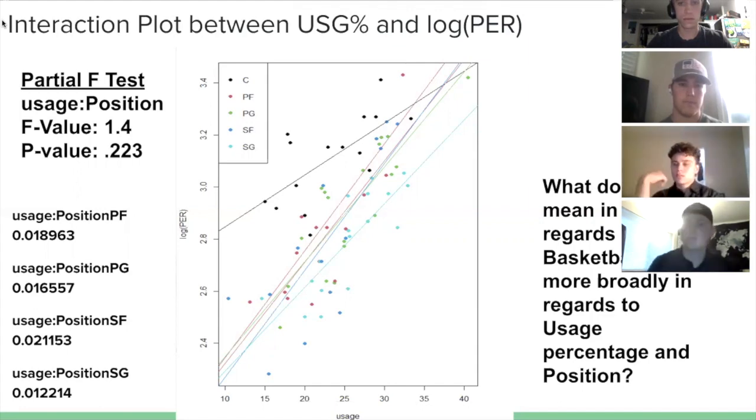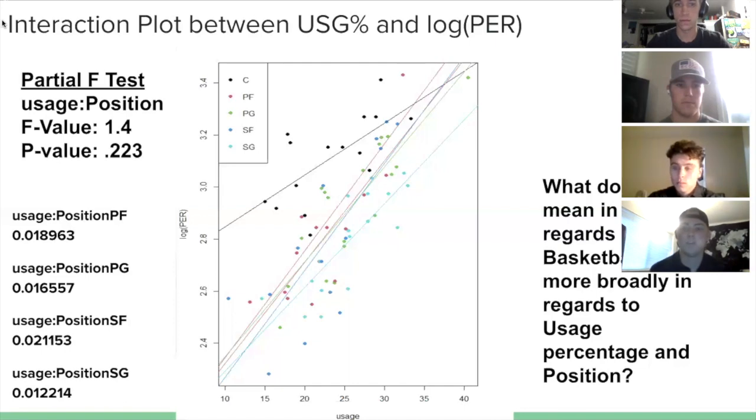All right, so what does this mean in regards to basketball more broadly as it relates to usage percentage and position? So our data shows that for each increase in usage percentage, it results in a higher increase in the player efficiency rating for all positions other than center. Now, usage percentage is a measure of how much they touch the ball, so it shows that centers do not need to touch the ball as much as other positions in order to stay efficient.